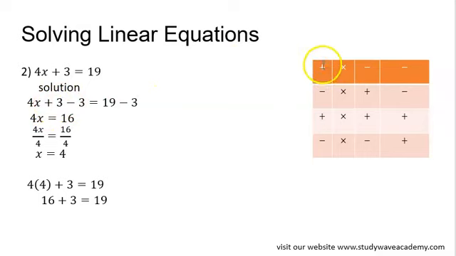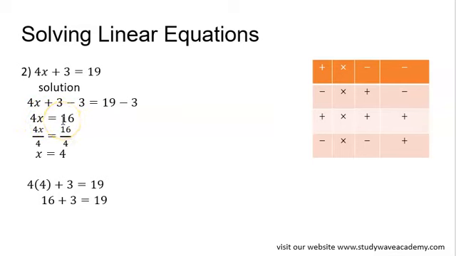Remember the signs. Plus times minus is minus, and minus times plus is minus. So plus 3 minus 3 is 0. It's just like saying 3 minus 3, okay? So we have 19 minus 3, we have 16. So we have come to this part, 4x equals 16.